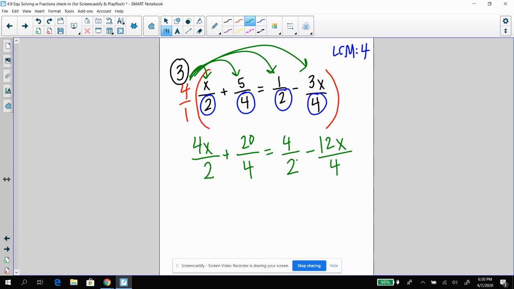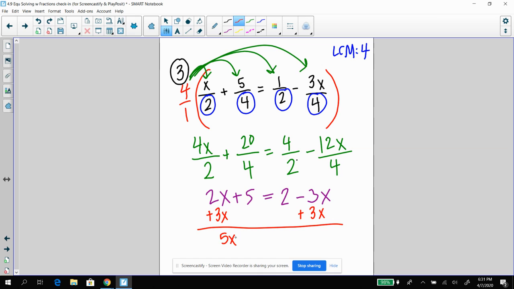Shoot, I still have fractions here. Or do I? So let's simplify this out. I get 2x plus 5 equals 2 minus 3x. I have a nice little 3-step equation here. What I'm going to do first, and you could have done something differently, is add 3x to both sides. So I wind up getting 5x plus 5 equals 2.